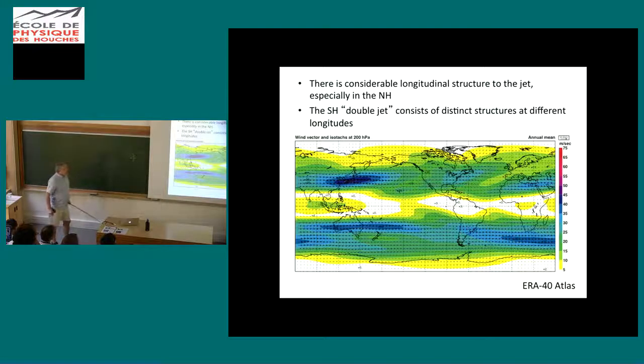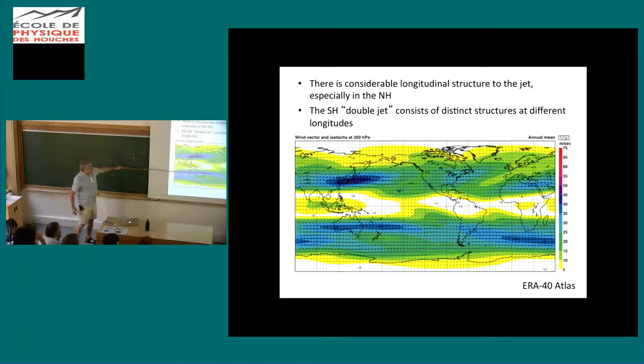But at 200, you see these mid-latitude jets. But first of all, there's a variation in the northern hemisphere. So there's a Pacific jet and an Atlantic jet, it's called. Although you can see here, it's actually maximum over the east coast of North America, and then there's another jet building up just south of the Mediterranean.